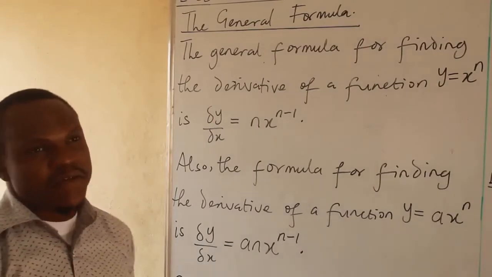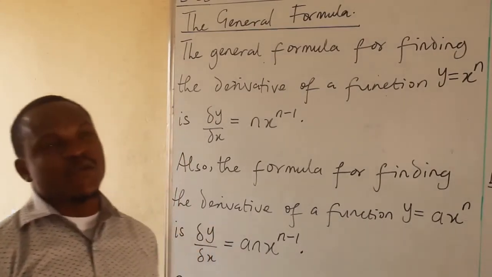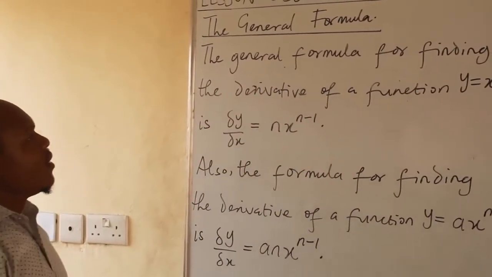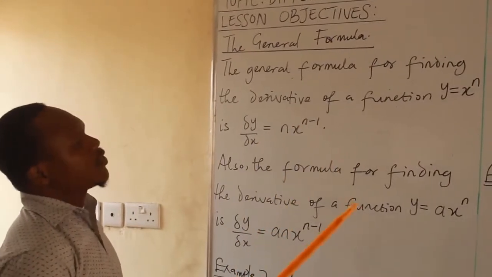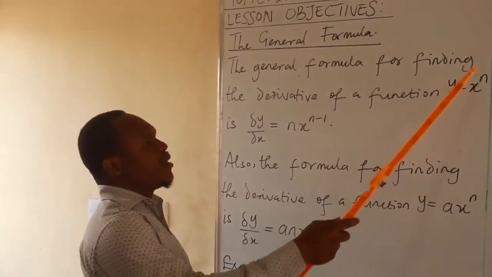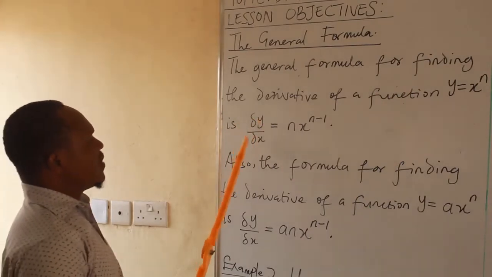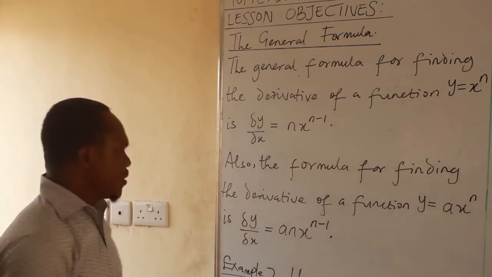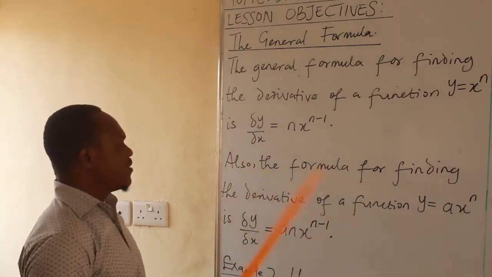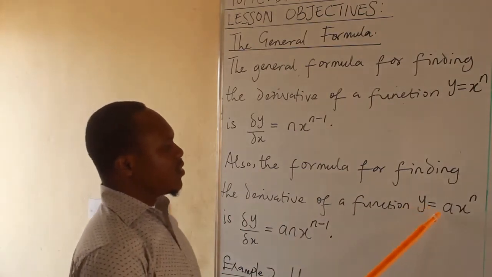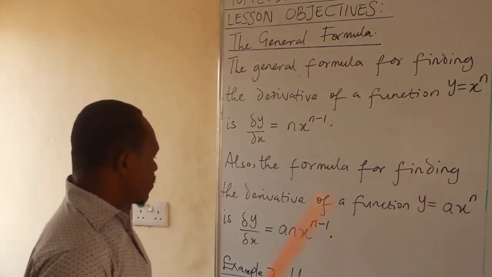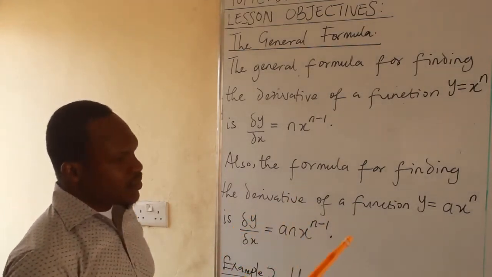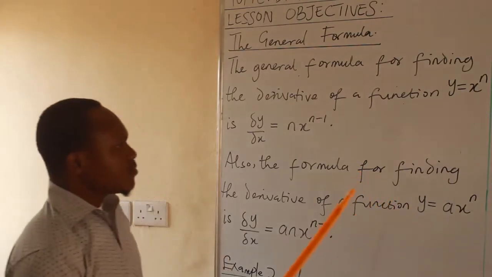Okay, so that was a soft reminder of what we had previously done. Now we're moving on to example 2. The general formula. So the general formula for finding the derivative of a function y is equal to x raised to the power of n is dy over dx is equal to nx raised to the power of n minus 1. Also, the formula for finding the derivative of a function y is equal to ax raised to the power of n is dy over dx is equal to anx raised to the power of n minus 1. Just like I had previously explained in class.